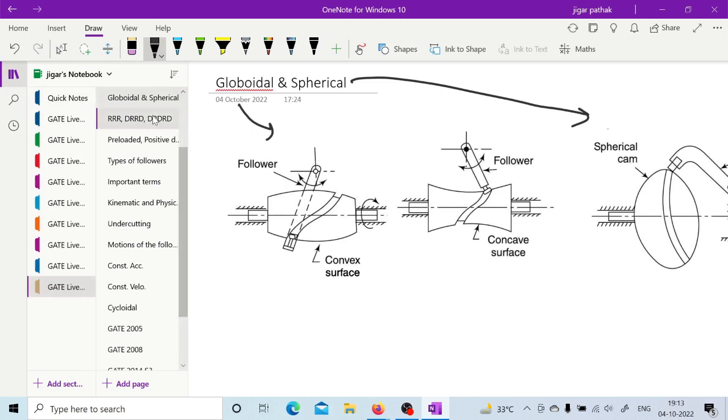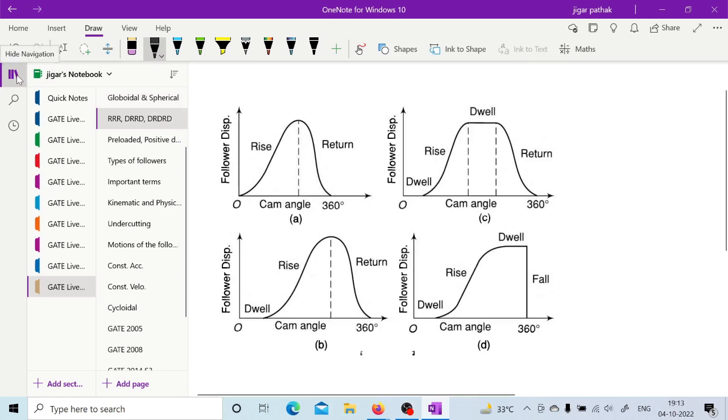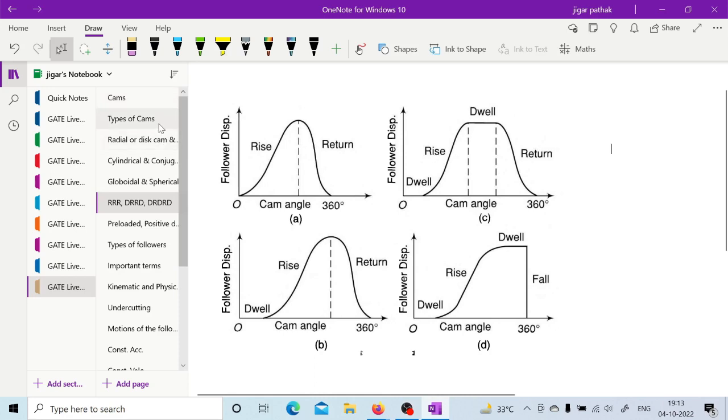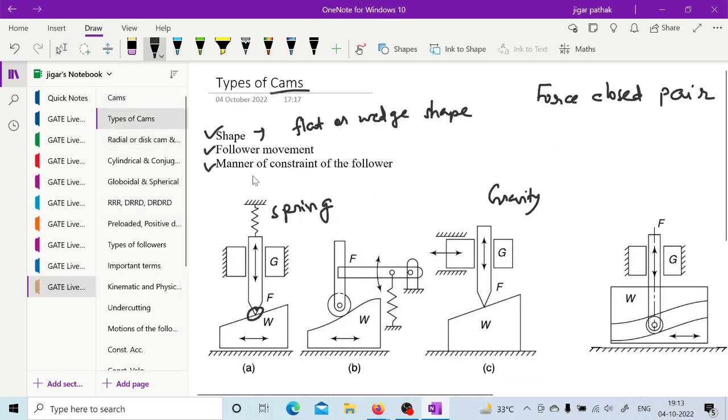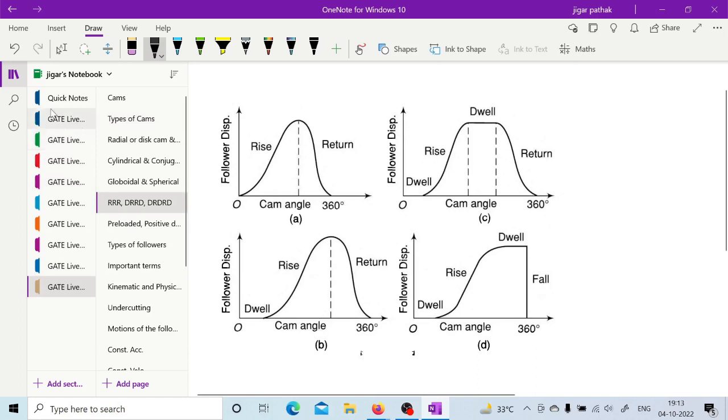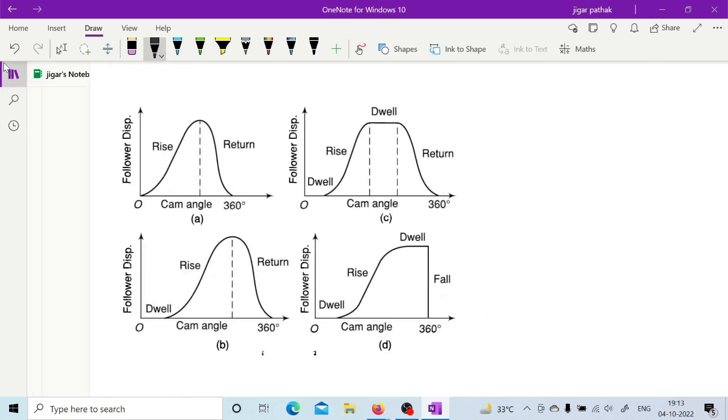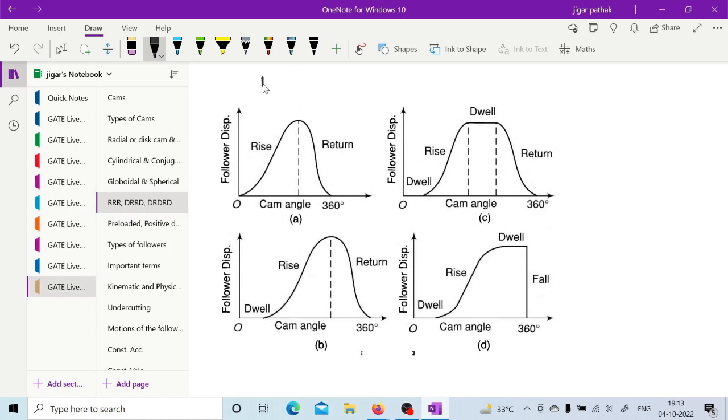Now the next is based on, what we can say, follower motion, I guess, right? If I am not wrong, you can see the second classification is based on the follower movement, right? So based on the follower movement, these are the different types. So here we have RRR, let us note it down, that is rise, return, rise, right? So here you are having rise of the follower, and during this particular angle it is having return of the follower, and it will continue that rise, return, rise, right?